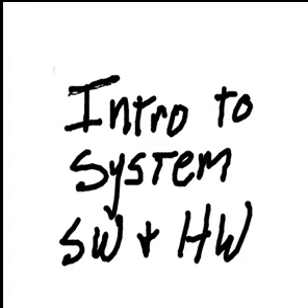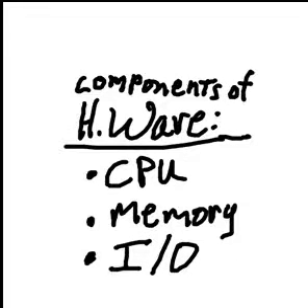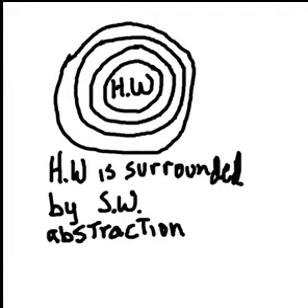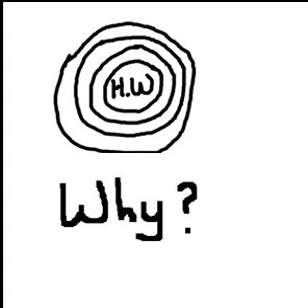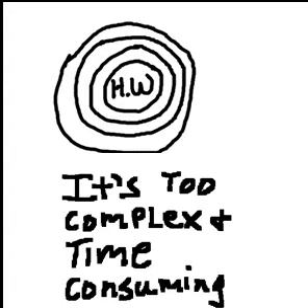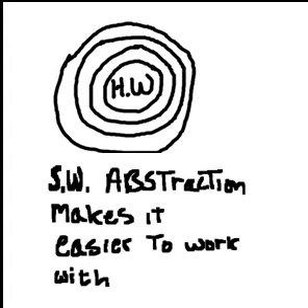Introduction to System Software and Hardware. Components of hardware are the CPU, memory, and I/O. Hardware is surrounded by a software abstraction. Why? Because it's too complex and time-consuming to deal with efficiently. Software abstraction makes it easier to work with.